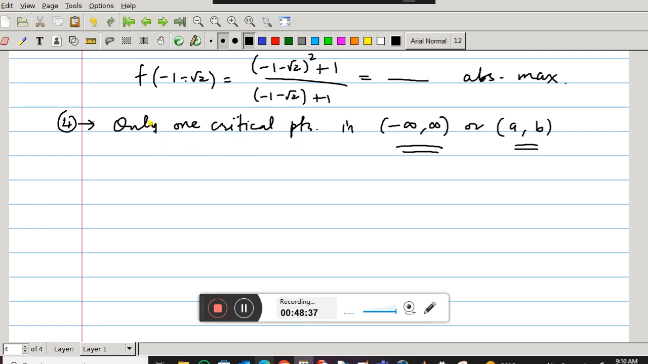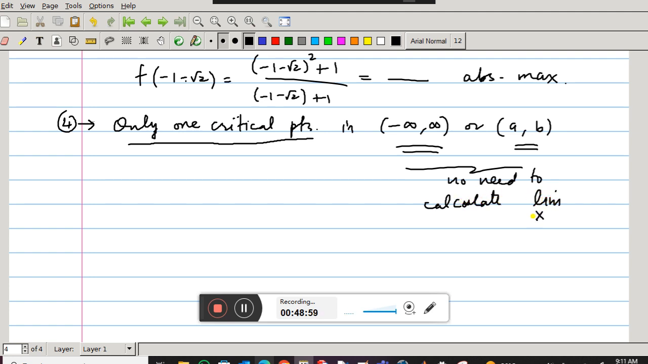You see, in the above two points, we were checking the limits, right? We first check the limits in these two intervals, right? So if you have only one critical point, no need to calculate the limit as x goes to plus infinity or minus infinity, or limit as x goes to a plus or b minus, like that. Okay, why don't we need that?